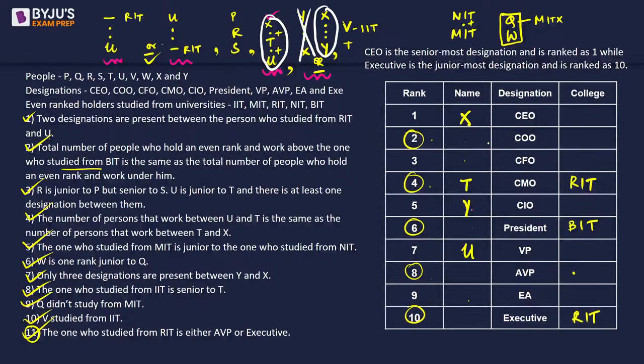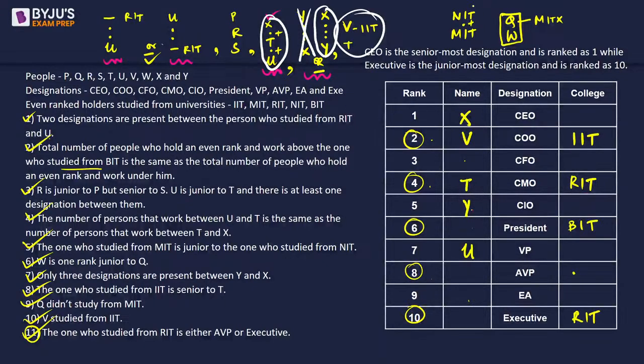Okay, next, above T we are supposed to have V, and V should be at IIT. So this is the only place left. So this goes to IIT. Okay, so we are done with this one as well.